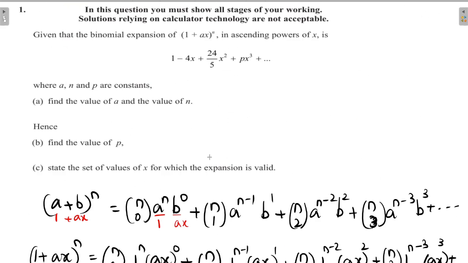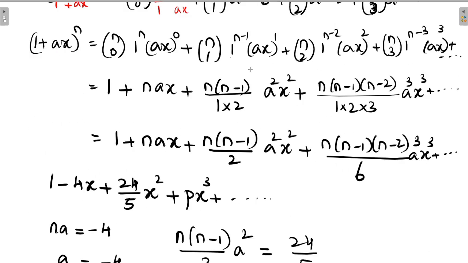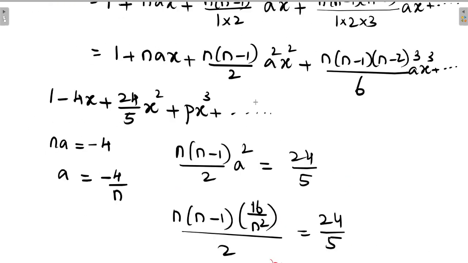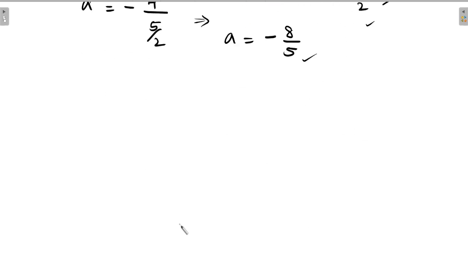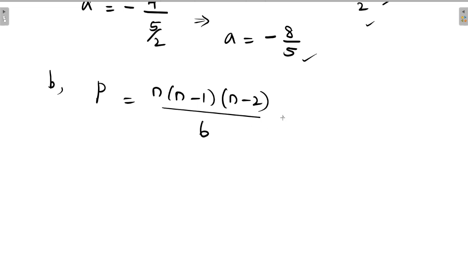Now the second part of the question is find the value of p. What is p? Coefficient of x cubed is p. So here also we are going to equate the coefficient of x cubed. p is equal to n into (n minus 1) into (n minus 2) by 6 a cubed. So p is equal to n into (n minus 1) into (n minus 2) divided by 6 into a cubed.